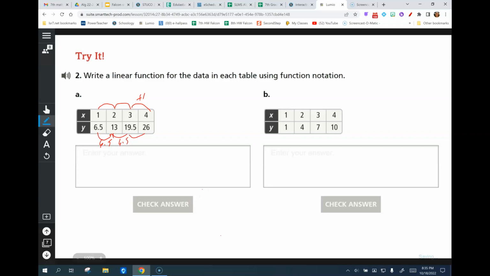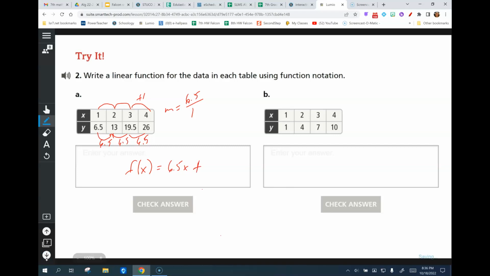And we get 6.5. Now, this should look familiar because you did something like this with the constant of proportionality in 7th grade. So what's my slope? It's 6.5 over 1, okay? Because it's just changing by 1. So that's my slope.